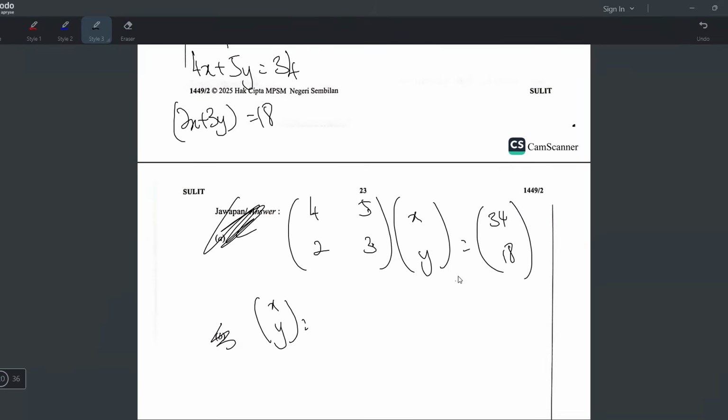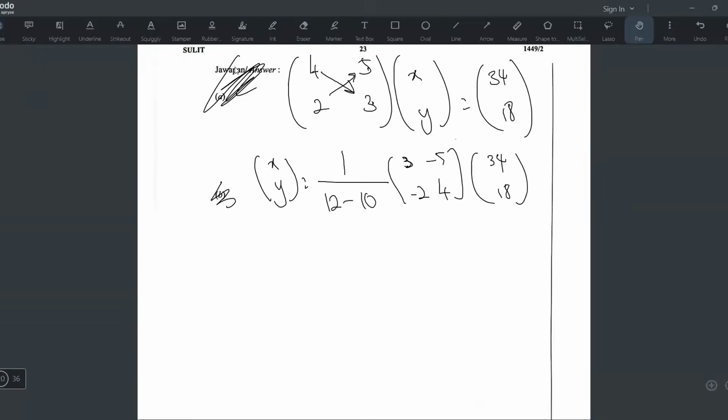When you move it over, the multiplication relationship becomes division. But in matrix we don't call it division, we call it inverse. So we do the inverse. The way to do the inverse, the formula is 1 over the cross multiplication, and always start from the top. So 4 times 3, 12 minus 2 times 5, 10. 4 and 3 swap places to become 3, 4. 5 and 2 change sign, negative 5, negative 2. And then bracket 34, 18. After that, what do we do? After that, multiply all three of these.